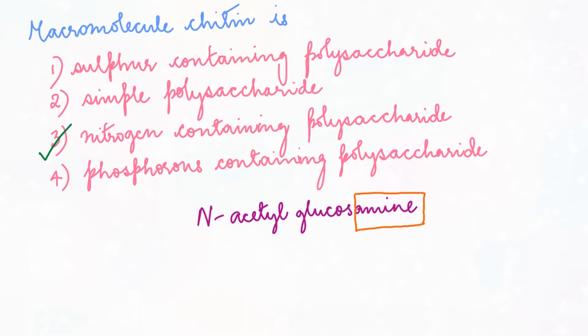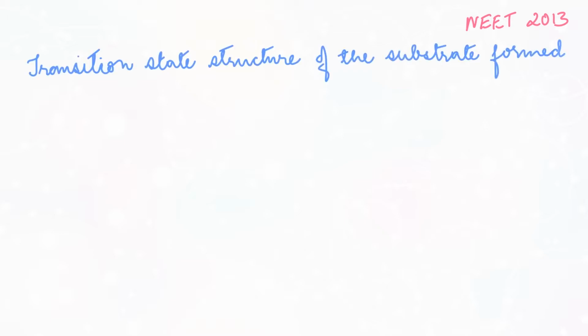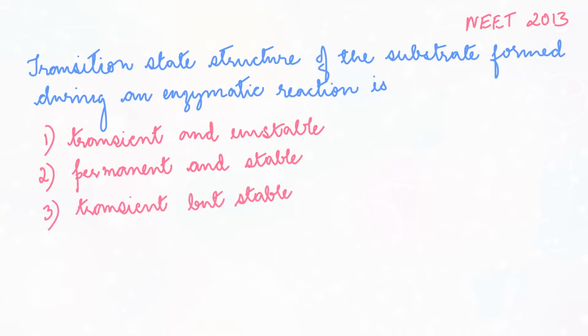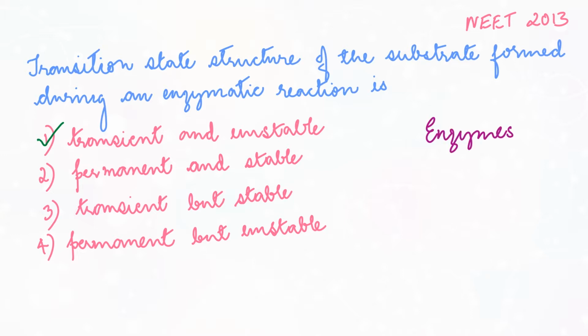The next question, also from NEET 2013. Transition state structure of the substrate formed during an enzymatic reaction is transient and unstable, permanent and stable, transient but stable, permanent but unstable. So you should basically just know the answer to this. It is transient and unstable. How this is so, I have discussed this in quite a detail in my video Enzymes. Do check that out.